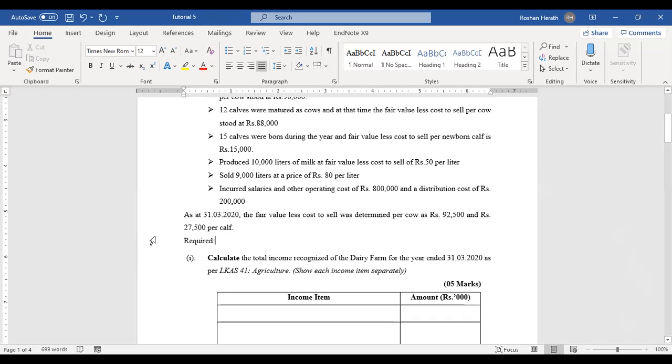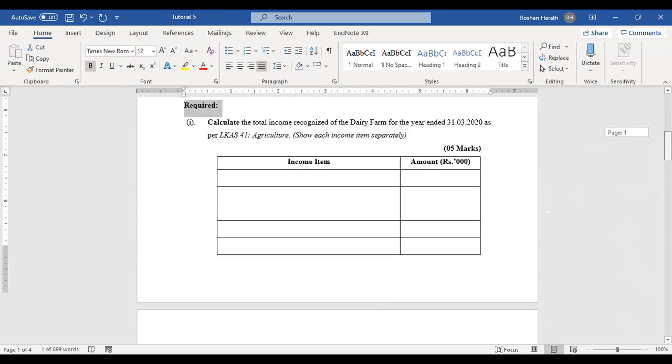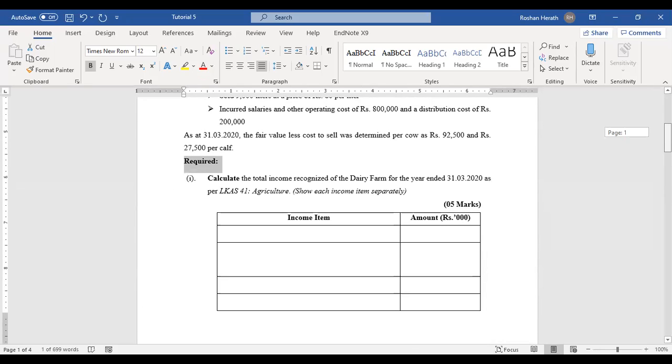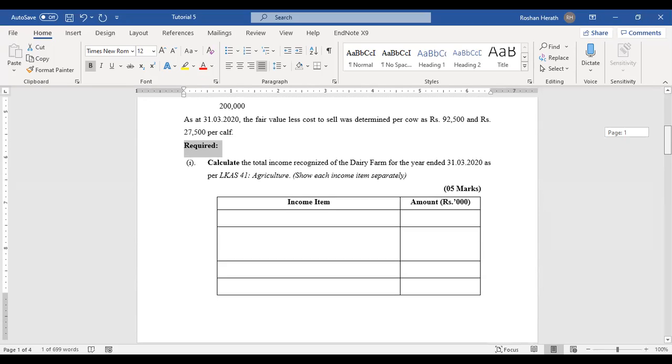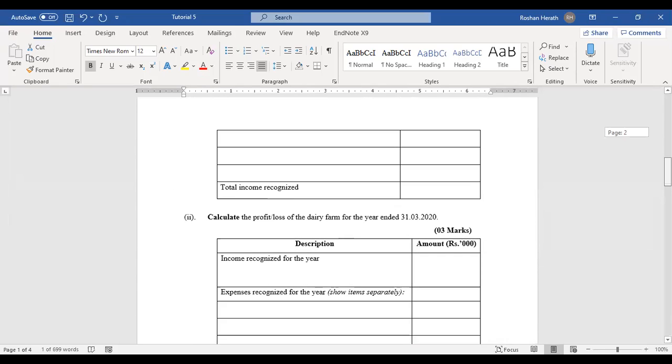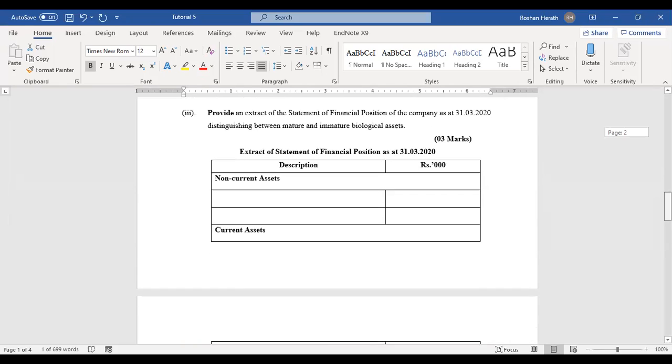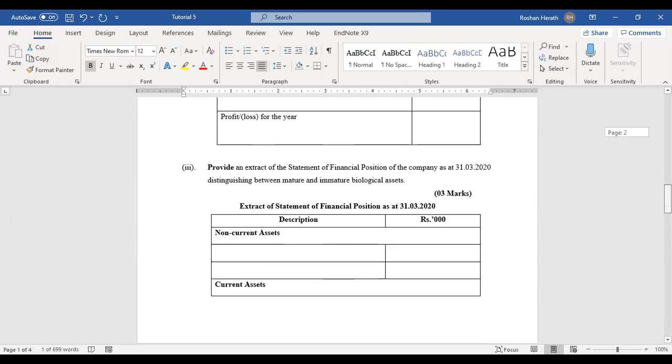Required: calculate the total income recognized of the dairy farm for the year ended 31st March 2020 as per LKAS 41 Agriculture. And there we expect you to show each income item separately as well. So I have just brought the format as well, and you can see the requirements. You're supposed to identify the total income, then the profit or loss, then the statement of financial position extract. So that is the requirement.